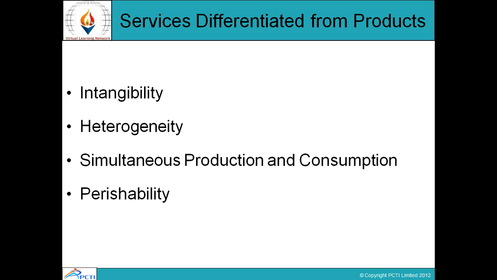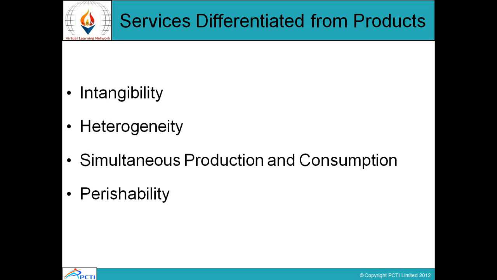We say service differentiated from product. How they are differentiated? First, intangibility. All products are tangible. They could be seen, they could be touched. Whereas services are intangible. They cannot be seen, they cannot be touched. When we say heterogeneity, it is very difficult to provide a consistent service to every consumer. Since it is a deed, there is no homogeneity in it. There is simultaneous production and consumption. The moment a service is produced, it is consumed at that very moment. So it is a very unique feature of a service.